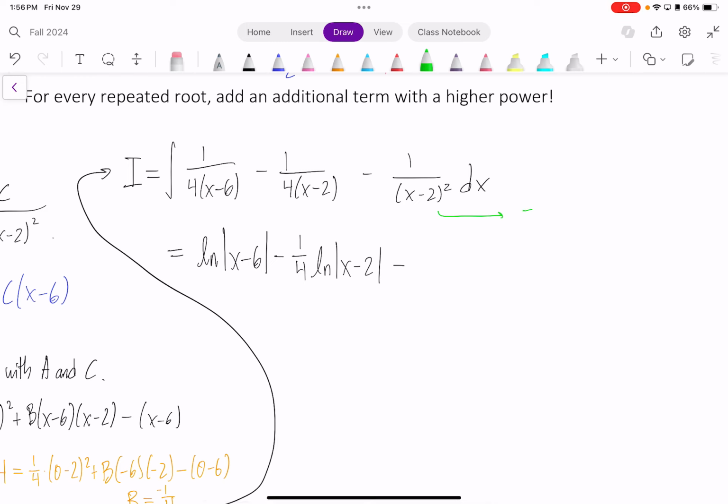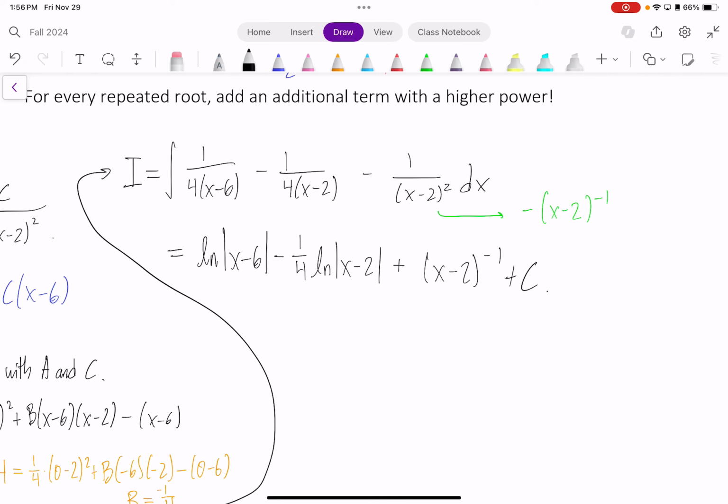So hold on, let's just rewrite this to the side. So this is equal to negative x minus 2 to the negative 2. So we'll add 1 to the power, and then we'll divide by negative 1. So this is negative x minus 2 to the negative 1, and this becomes a positive. And what did I forget? C. Plus c, very good.